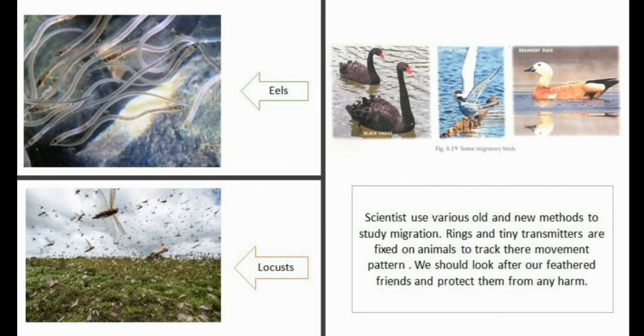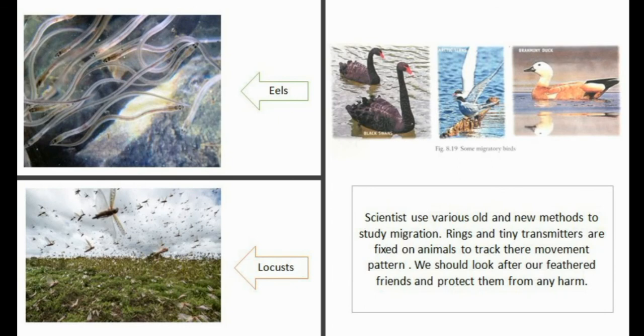Now, migratory fishes like eels spend their life in rivers. They travel from the rivers to sea to lay eggs. And locusts are harmful migratory insects. Swarms of locusts settle on standing crops and destroy them. And here are some migratory birds. They migrate to escape harsh weather, to search for food, and to reach their breeding grounds.